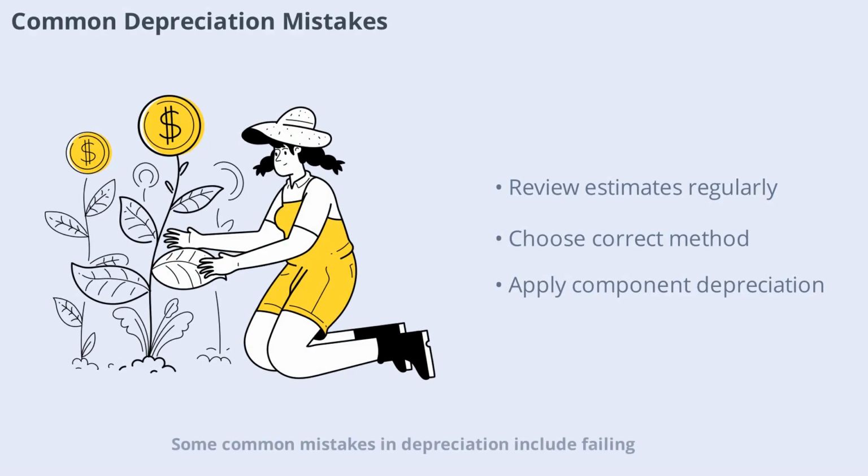Some common mistakes in depreciation include failing to review useful life and residual value, using an inappropriate method, or not applying component depreciation when required. These errors can lead to misstated financial statements and poor decision-making. It's important to follow accounting standards and regularly review asset information to avoid these pitfalls. Proper training and internal controls can help ensure accuracy.